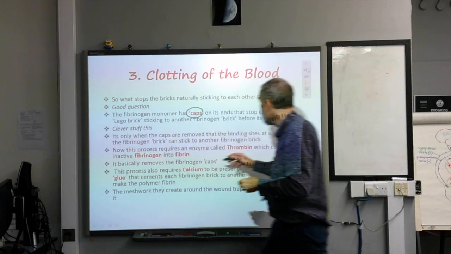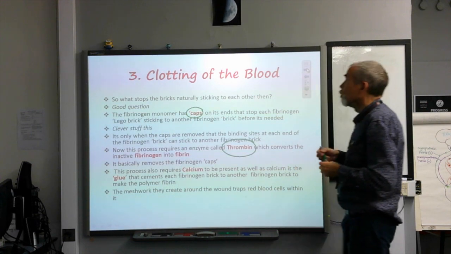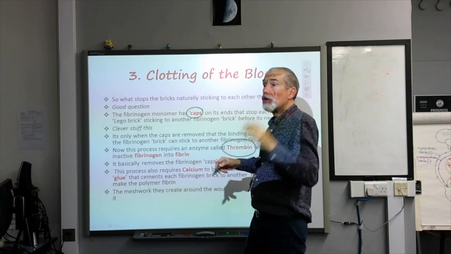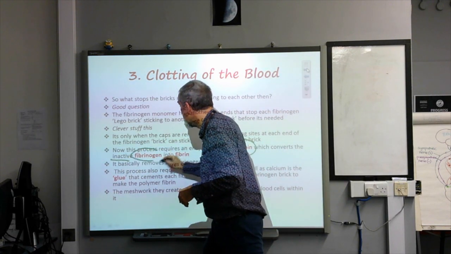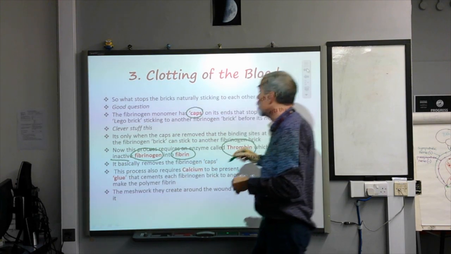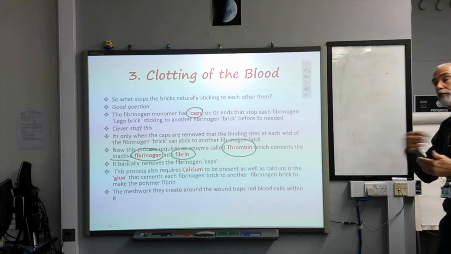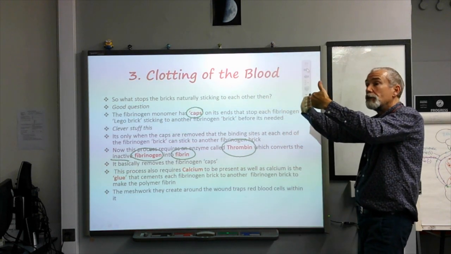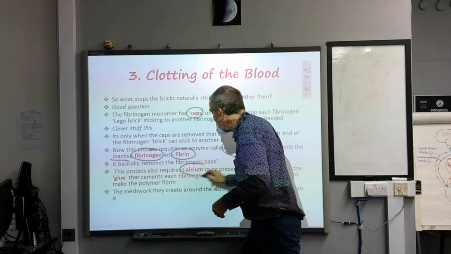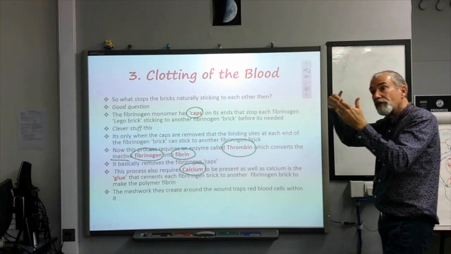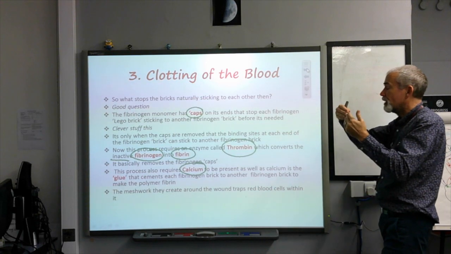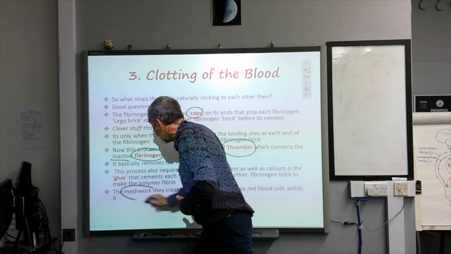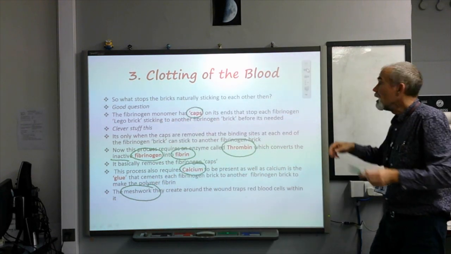Well, to remove the caps, we have an enzyme called thrombin. And thrombin basically removes these caps, converting the inactive fibrinogen into active monomers of fibrin. Now, for this process to work, we then have to glue these active fibrin monomers together. And calcium is basically the glue that holds the fibrin monomers together, okay? Glues them together into a long chain which eventually forms a meshwork, okay? So let's have a look at that.